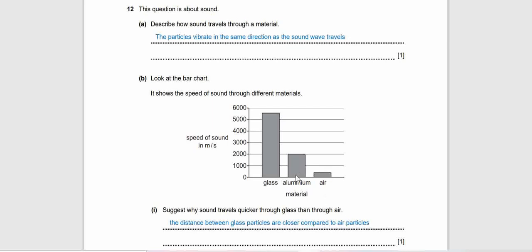Air particles are in the gas state, glass is in the solid state. So particles in the solid state are closer to one another, so it's easy to transfer the vibration.